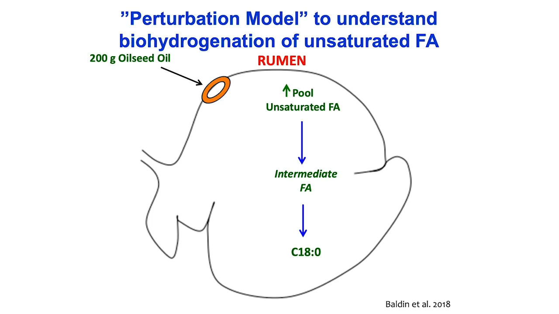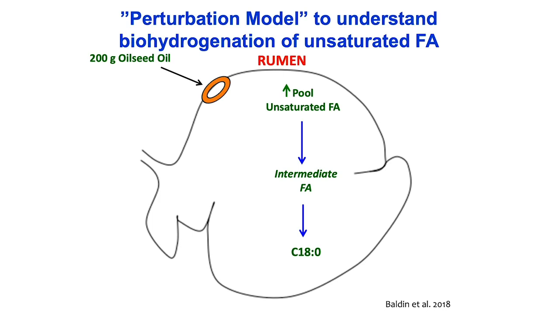Okay, so we also took a similar approach to look at biohydrogenation of unsaturated fatty acids in the rumen. For this, we bolus into the rumen 200 grams of an oilseed oil, and we pick oilseeds that are high in a specific unsaturated fatty acid. That unsaturated fatty acid enriches the pool in the rumen. It's then biohydrogenated by the rumen microbes. You get synthesis of the intermediates, and we can go to complete biohydrogenation. Our goal is to look at the rates of this pathway and also the intermediates that are being formed.